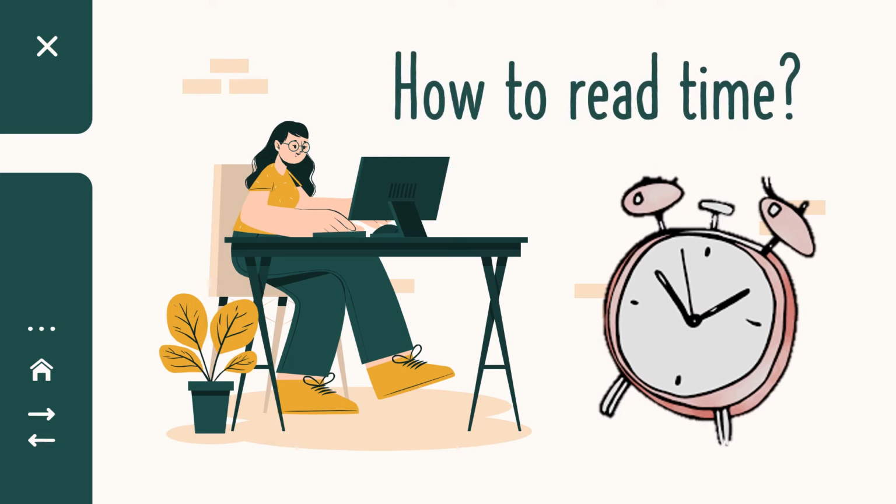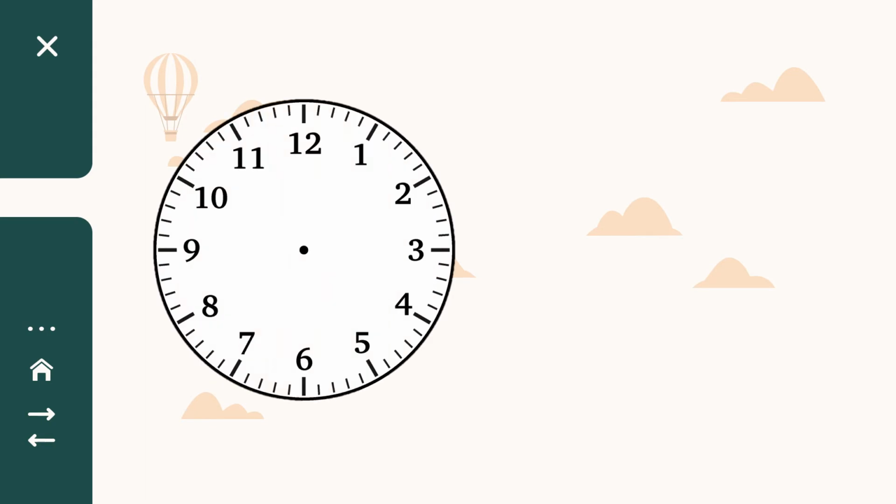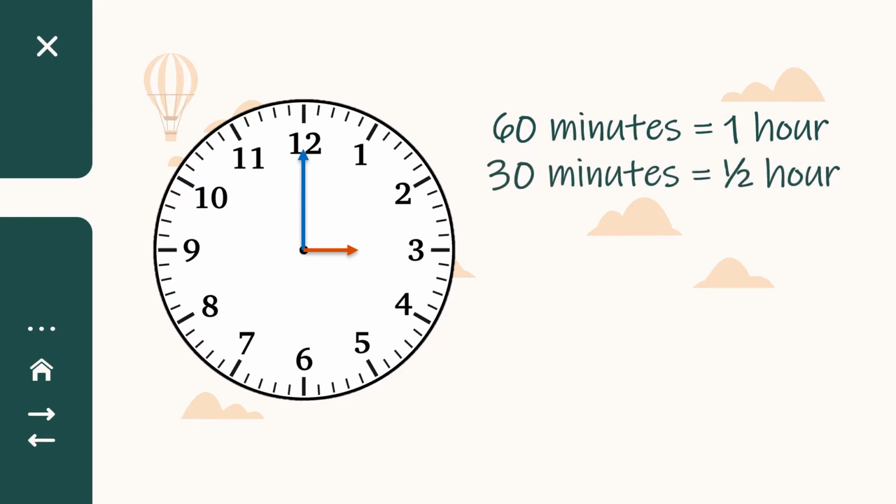How to read time? There are 60 minutes in 1 hour. That means when the minute hand does a full rotation around the clock face, 60 minutes has passed. So that means that half a rotation is equal to 30 minutes, because half of 60 minutes is 30 minutes.